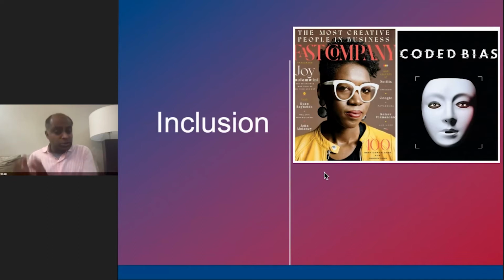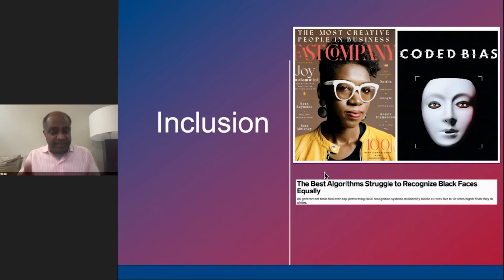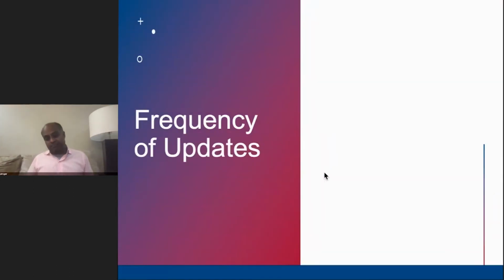Now, why would that happen? Well, it's not the fault of the software per se, it's the fault of the data on which it was trained. So understanding how reliable the data is, how inclusive the data is, becomes very important. There are many headlines of this kind, where the best algorithms struggle to recognize black faces equally. You can imagine it created a lot of controversy. Many companies like Google responded to this, saying that they have now expanded the set of faces on which their model is trained. So thinking carefully about how good, how reliable, and how inclusive your data is becomes very important as you're applying these. Next one is the frequency of updates, which is how much can you rely on historical data?